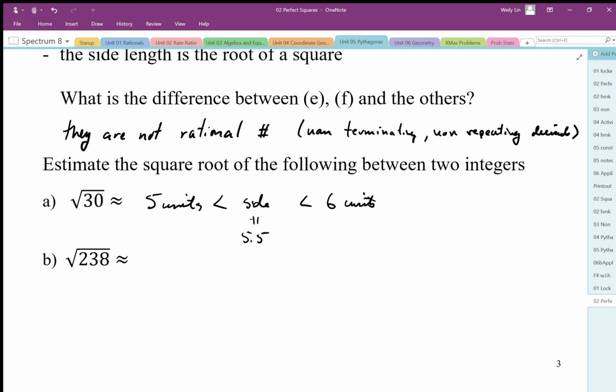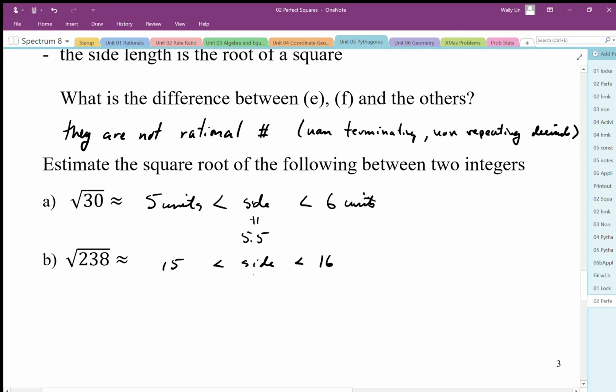Okay, so 238, we need to know the perfect squares that 238 is in between. Well, 225 is a perfect square of 15 squared. So we know that this is going to be somewhere between 15 and the next square, which is going to be 16 squared. 16 squared is going to be 256. So it's between 256 squares and 225 squares. So the side length must be somewhere between 15 and 16 units.